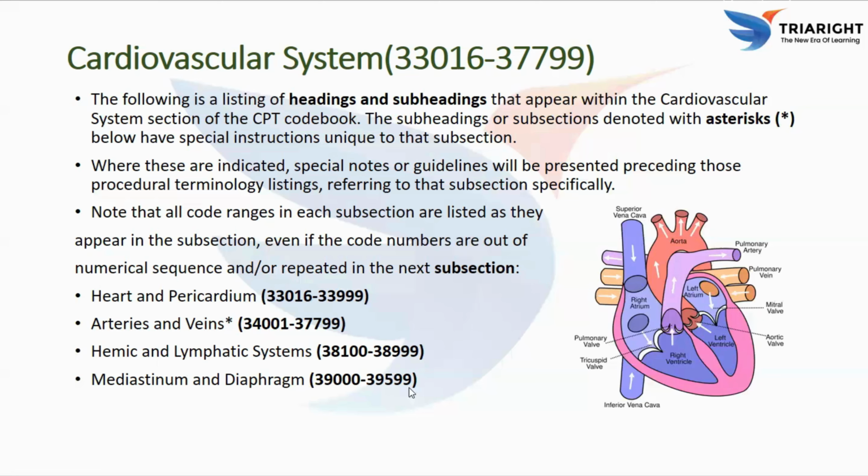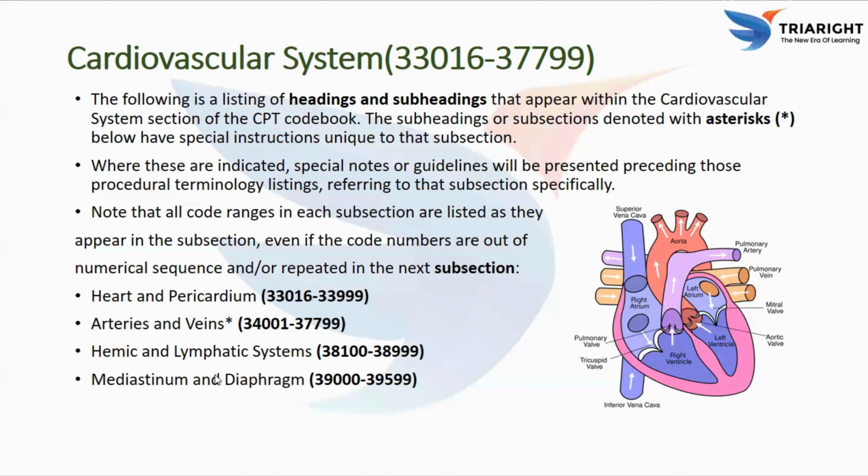The next section is hemic and lymphatic systems. The code range is 38,100 to 38,999. This deals with the blood forming organs, lymph nodes and lymph vessels. Examples under this section are lymph node biopsy, lymphadenectomy and some splenic procedures. The procedures listed under this section are often related to cancer staging and infection.